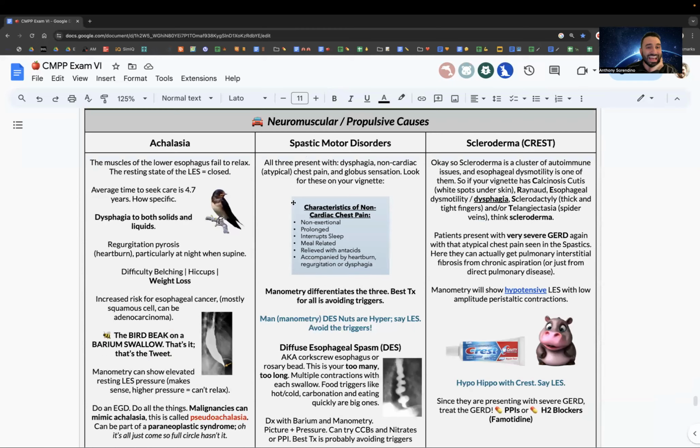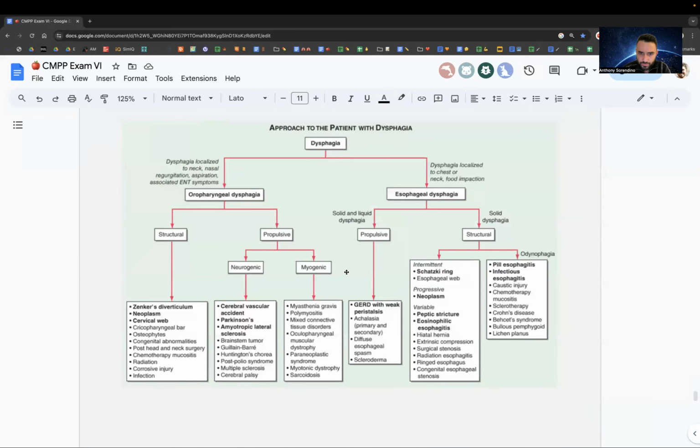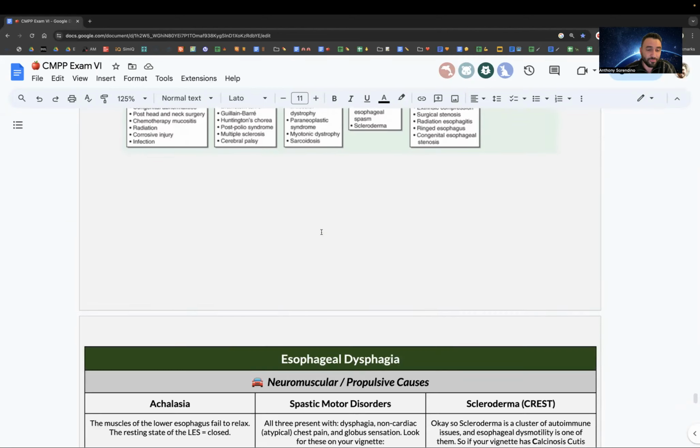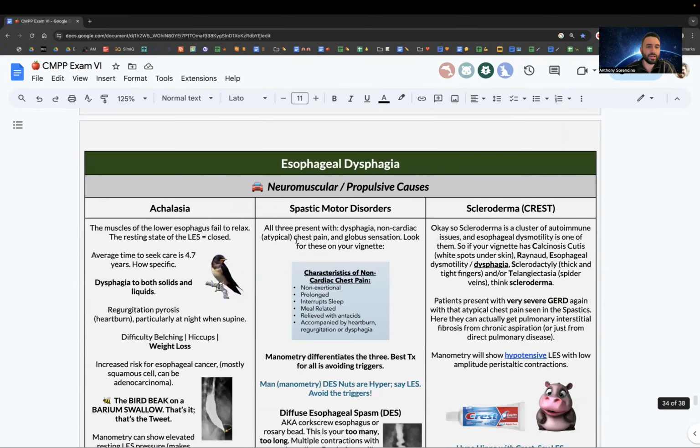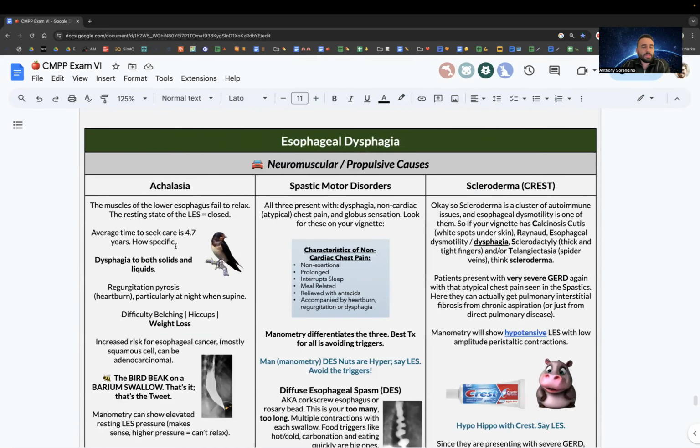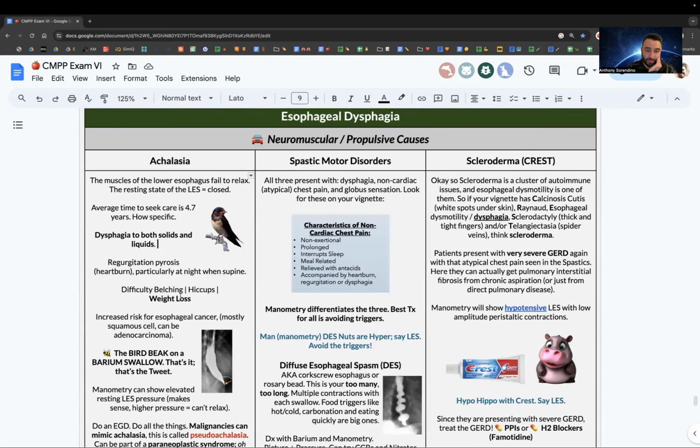The first big one here is achalasia. This is the failure of the lower esophageal sphincter to relax. So if the sphincter isn't closing all the way, then you're going to get reflux. Okay, so this is a structural issue. Actually, it's a propulsive issue. It's not a structural issue. Good to know. It's totally propulsive. It takes a while for people to seek care. This is going to have dysphagia for solids and liquids, so that's going to be important.